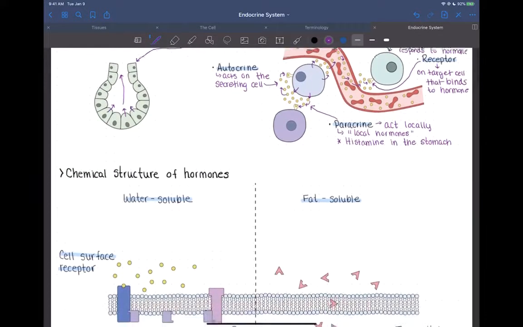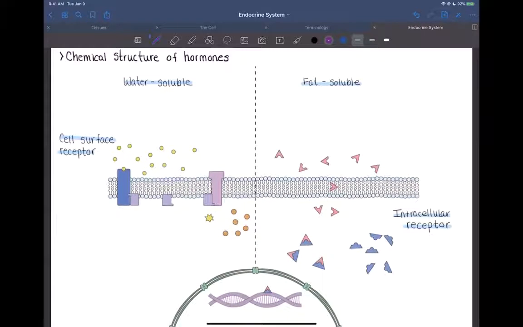All right, now let's talk about the chemical structure of a hormone. The chemical structure of a hormone is going to determine how that hormone is able to affect the target tissue. There are two categories for the chemical structures of hormones: they're either water soluble or fat soluble. We are going to start with water soluble hormones. These would be polar, so they can dissolve in water. Primarily, water soluble hormones are going to be protein or amino acid based in their chemical makeup.